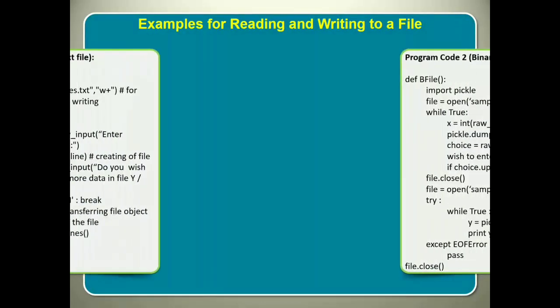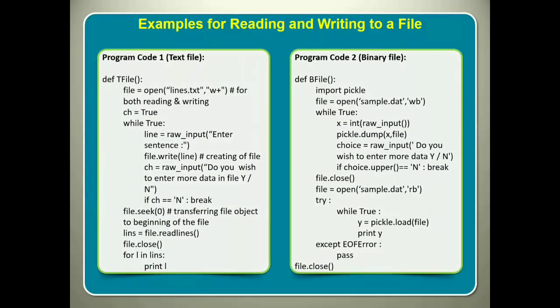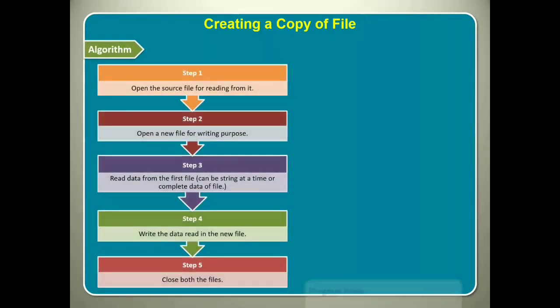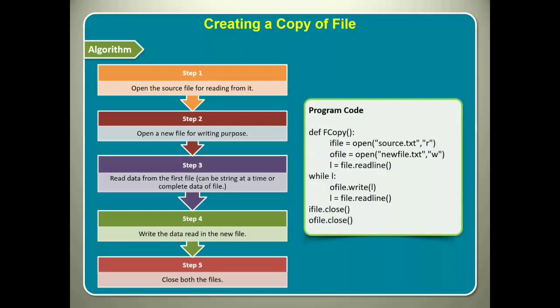Till now you created a file object to either read from the file or to write in the file. Let us create an object that is capable of both reading and writing. The following code performs the same operation on a binary file. Next, let us learn to create a copy of a file. Here is the algorithm. Have a look at the program code to create a copy of an existing file.